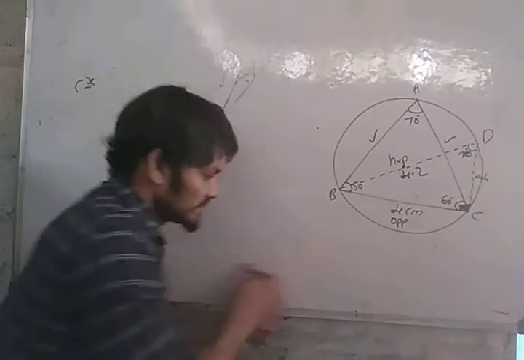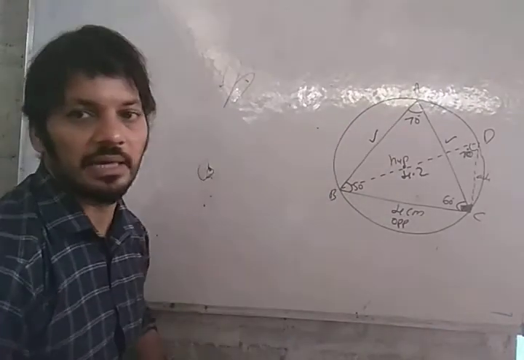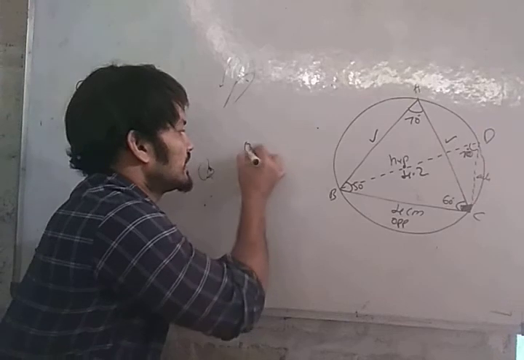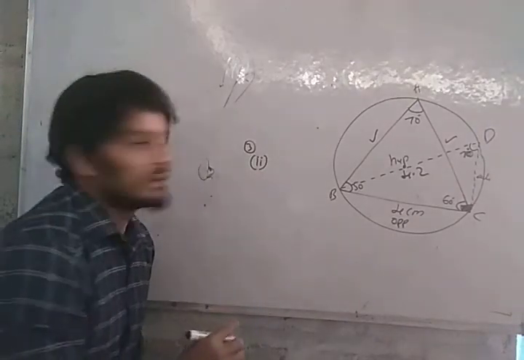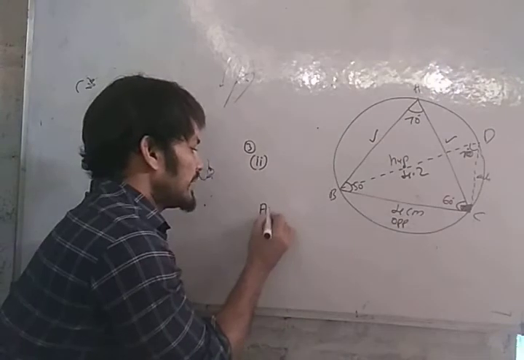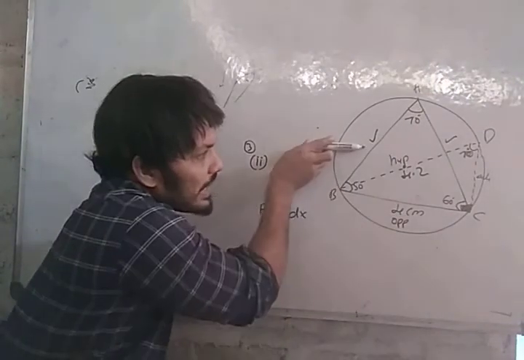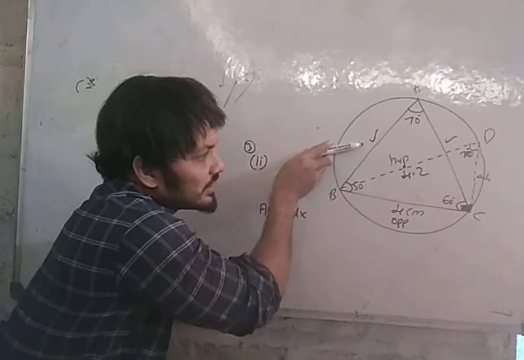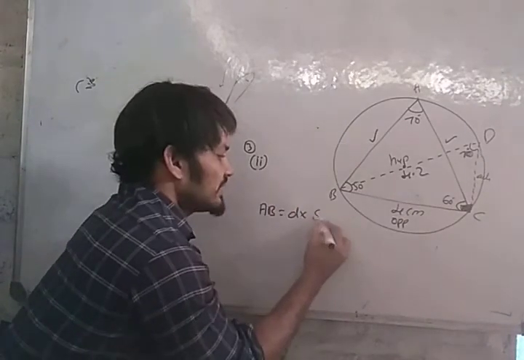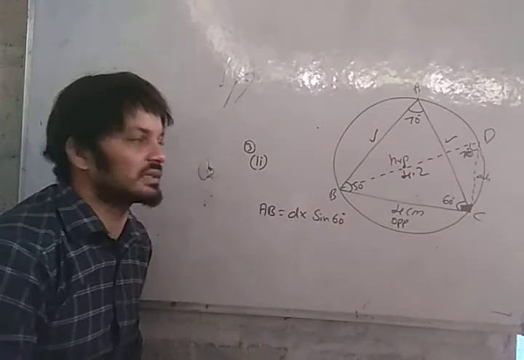Look, first finding AB, side AB. Question number 3, second option. You have to find AB. AB is equal to diameter into AB. Now finding the diameter, into this side's opposite, which angle? 60. That is sine 60 you have to take. This is how everything is done for finding the sides.